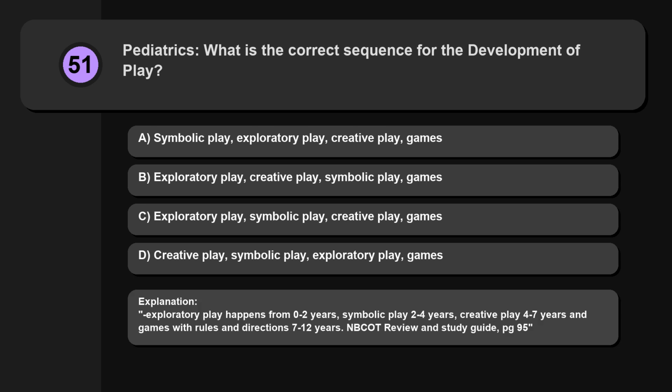Exploratory play happens from 0 to 2 years, symbolic play 2 to 4 years, creative play 4 to 7 years, and games with rules and directions 7 to 12 years. NBCOT Review and Study Guide, page 95.